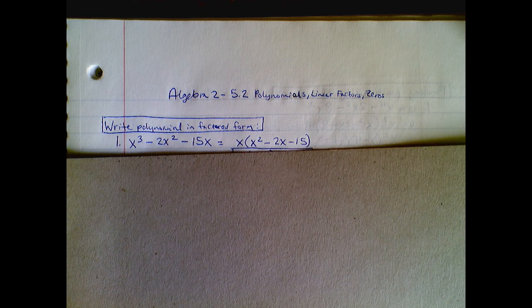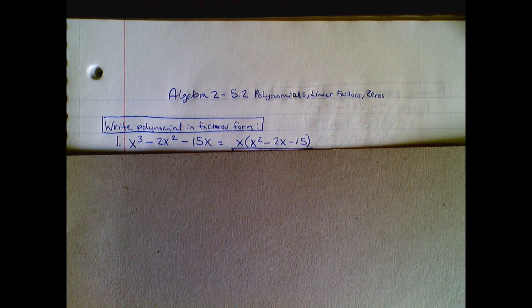5.2 is polynomials, linear factors, and zeros. The first type of example we're going to talk about is writing polynomials in factored form. So for these polynomials, we're going to factor them just like any other factored problem.